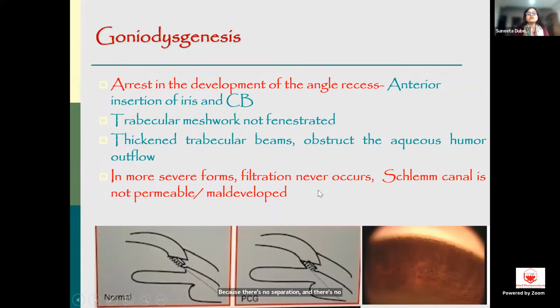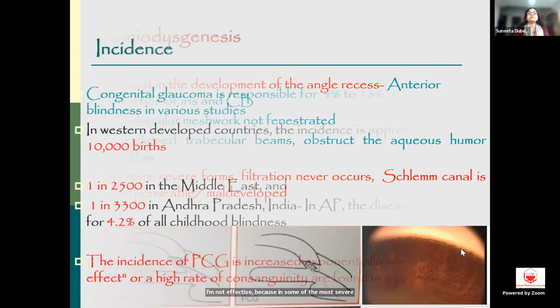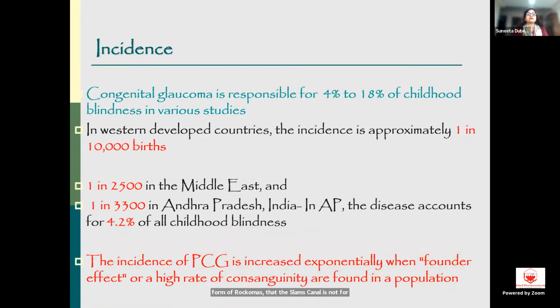And in more severe form, Schlemm's canal is also not very well developed. That is why these goniotomies and trabeculotomies, wherein we are making a connection between the anterior chamber and Schlemm's canal, are not effective, because in some of the most severe forms of glaucoma, the Schlemm's canal is not permeable and it has not developed.